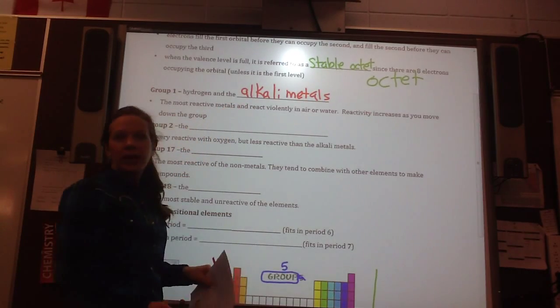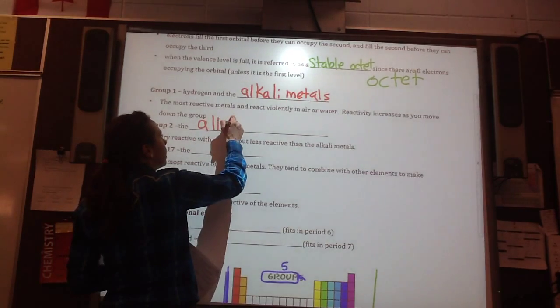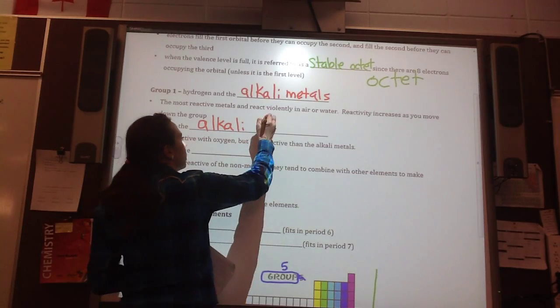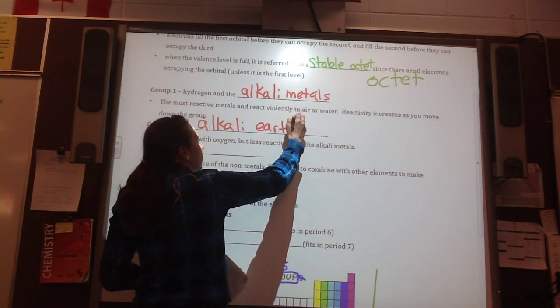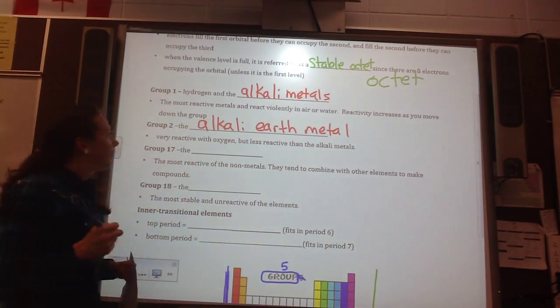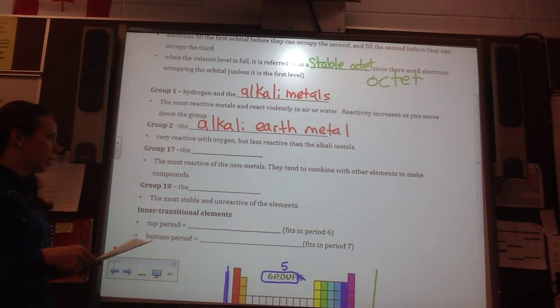Group 2, do you know what that one's called? Alkali earth metals. Good job. You guys are on. Alkali, not alkaline. Alkali earth metals. They're very reactive with oxygen, but they're a bit less reactive than the alkali metals.